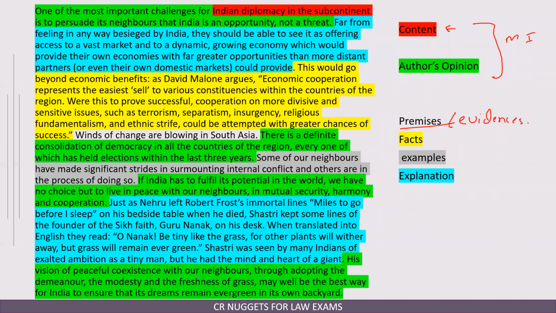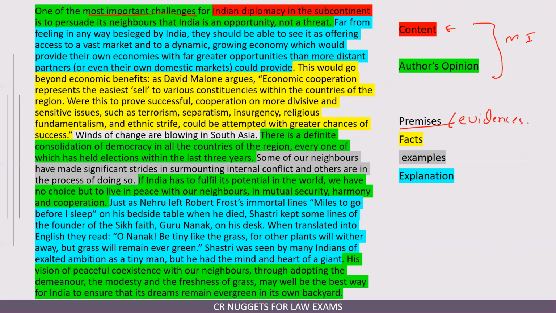One of the most important challenges for Indian diplomacy in the subcontinent is to persuade its neighbors that India is an opportunity, not a threat. A very strong opening and opinion: this is one of the most important challenges. And what is that challenge? That India needs to persuade its neighbors that India is an opportunity and not a threat.